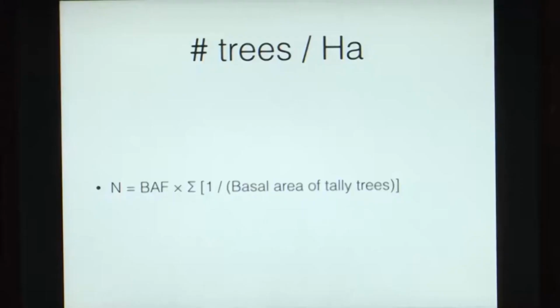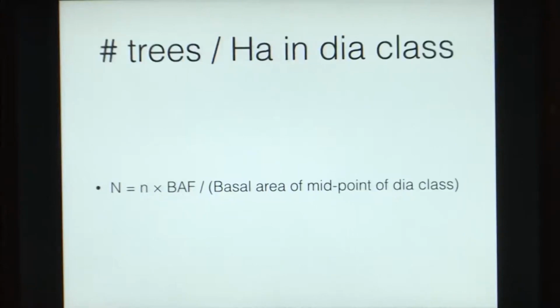We also saw how we could calculate the number of trees per hectare, which is given by this formula. N is equal to the basal area factor multiplied by the sum of the reciprocals of the basal areas of tally trees. So, this gives us the number of trees per hectare. We can even find out the number of trees per hectare in each diameter class by using this formula. Here N is equal to the number of trees in that diameter class multiplied by the basal area factor and divided by the basal area of the midpoint of the diameter class.